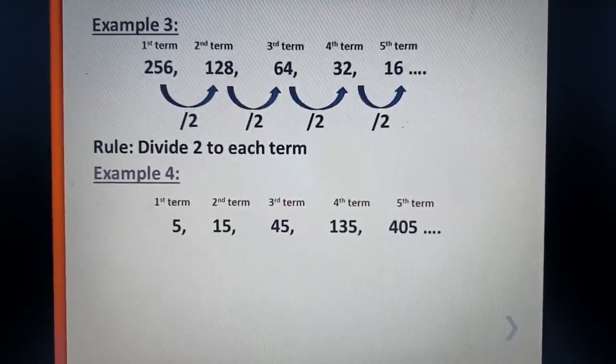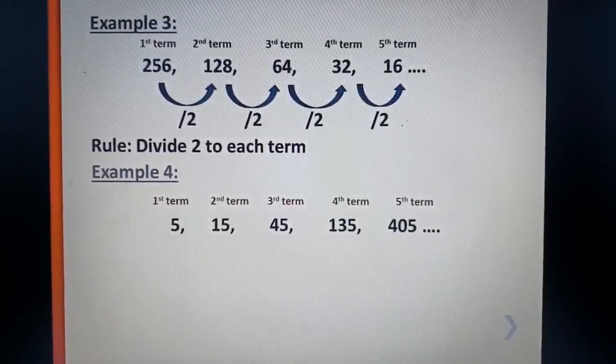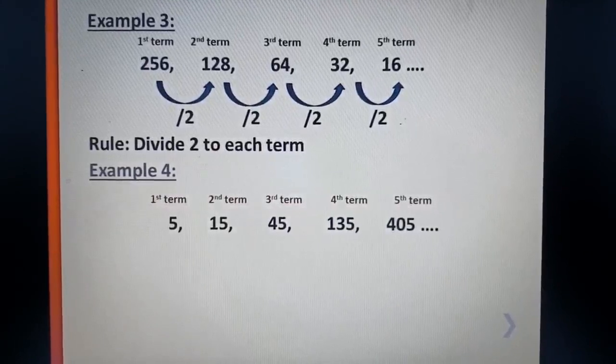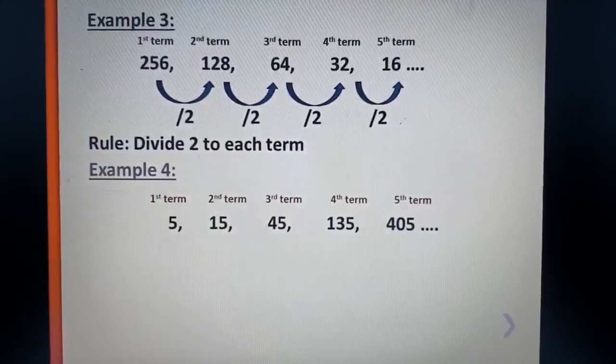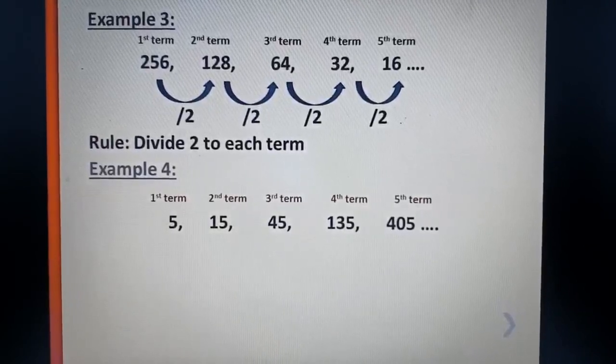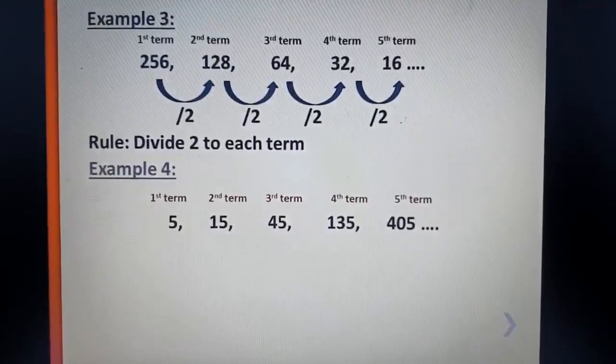First term is 5. Second term is 15. Third term is 45. Fourth term 135. Fifth term 405. So actually there is an increase. Yes, increase in terms. So again you can see the first term and second term. By seeing it yourself you can know what it is. It's a multiplication with 3.